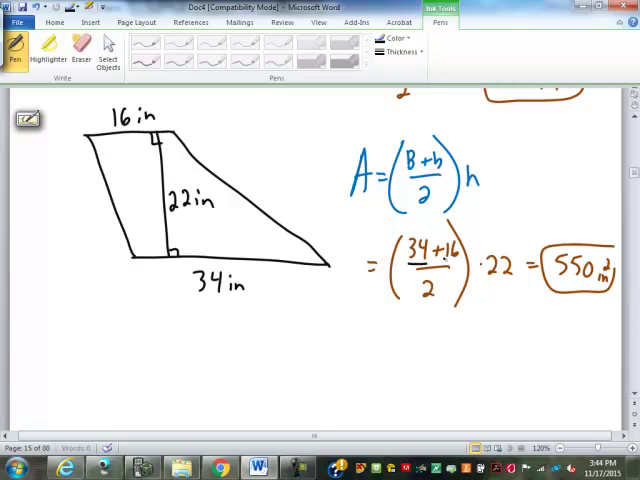Remember, when you do this, 34 plus 16 is 50. Hit equals before you hit divided by 2. It'll go much easier that way.